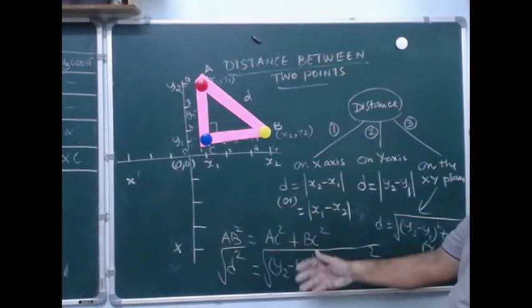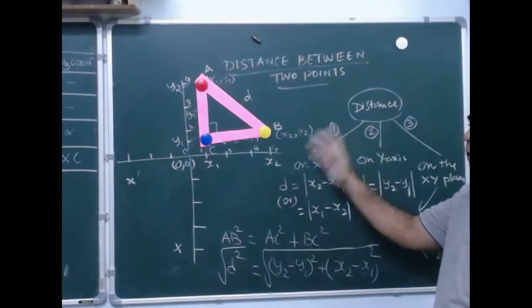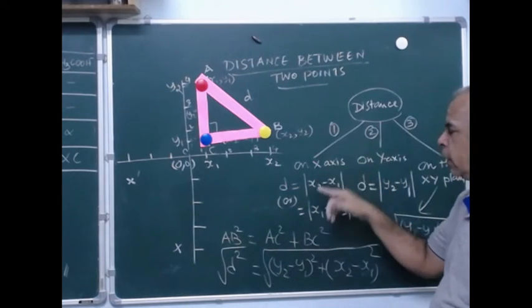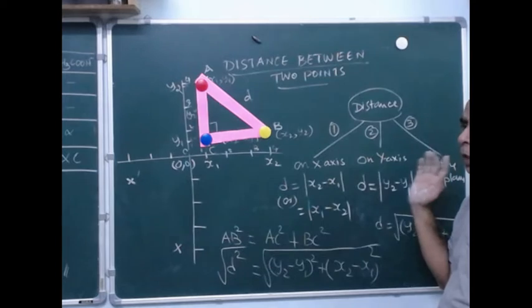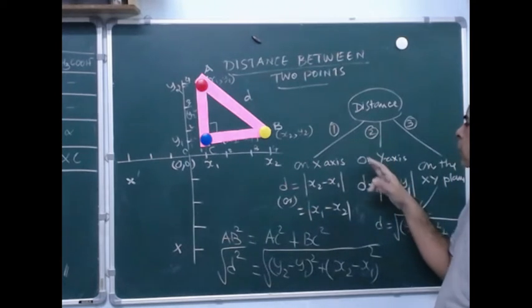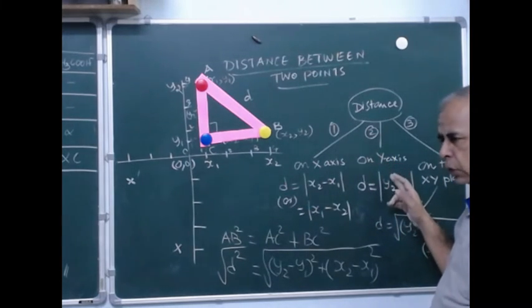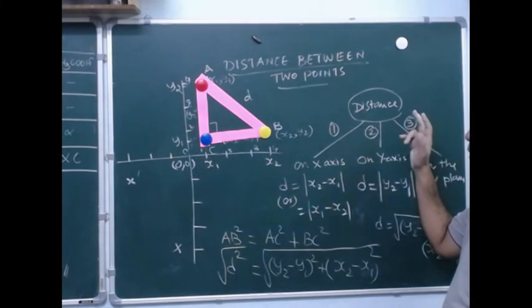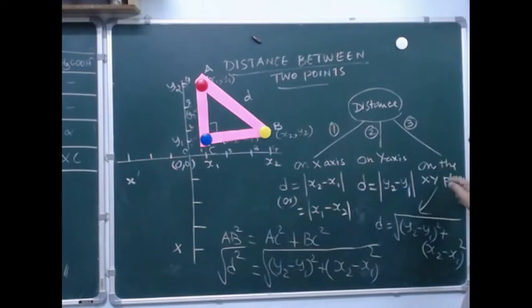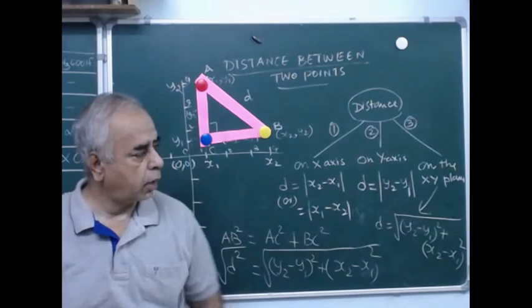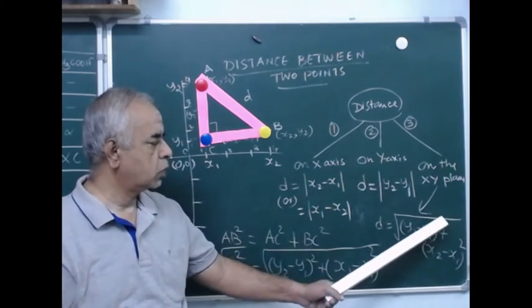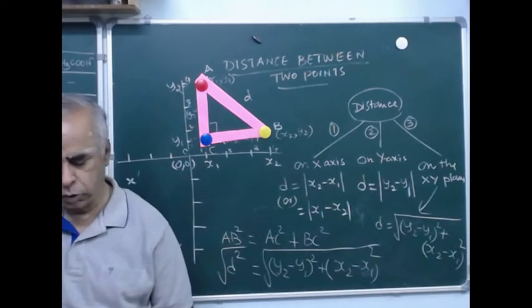So let me summarize. The distance can be calculated in three ways. One is, if the points are given on x-axis only, simply put x2 minus x1. That is the distance. And when the points lie on y-axis only, put y2 minus y1. Suppose the 2 points lie on xy plane, then you have to take d is equal to the whole square root of y2 minus y1 the whole square plus x2 minus x1 the whole square.